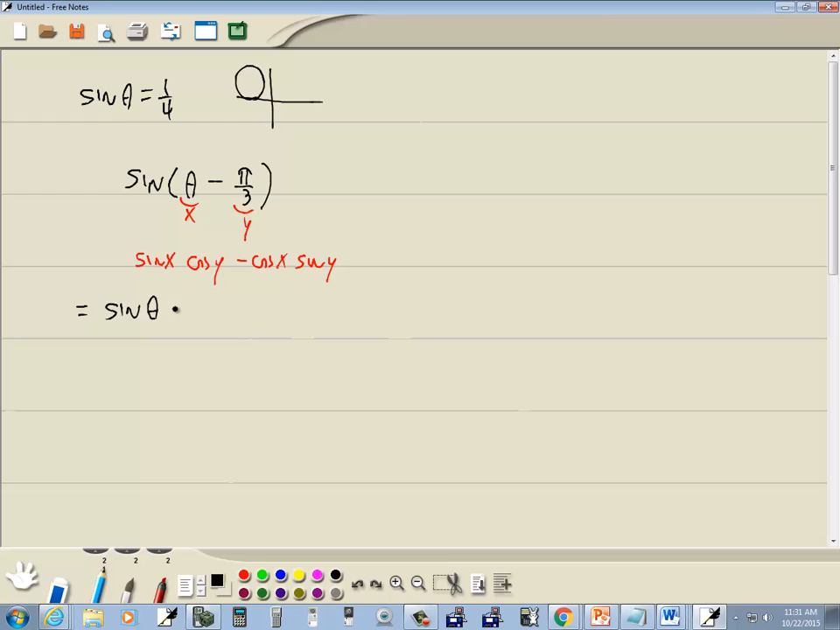So we're going to have sine theta cosine of pi over 3 minus cosine of theta sine of pi over 3. Well, cosine pi over 3 and sine pi over 3 are pretty straightforward. That's just off the unit circle. But sine theta we're given, but cosine theta we don't know. So let's go to sine theta is equal to 1/4. And remember, sine is equal to y over r.